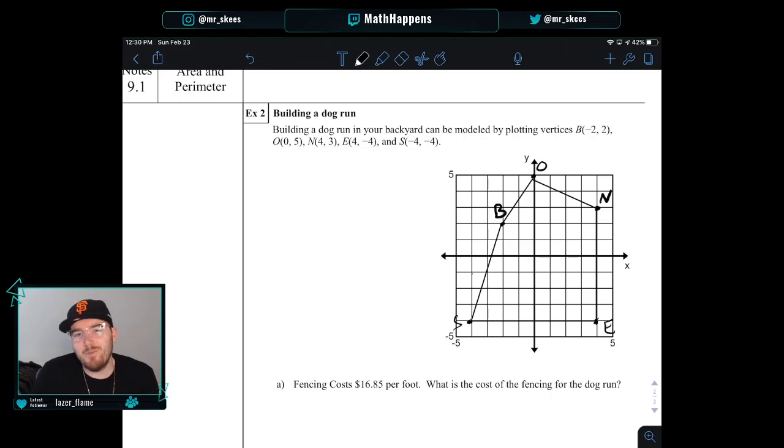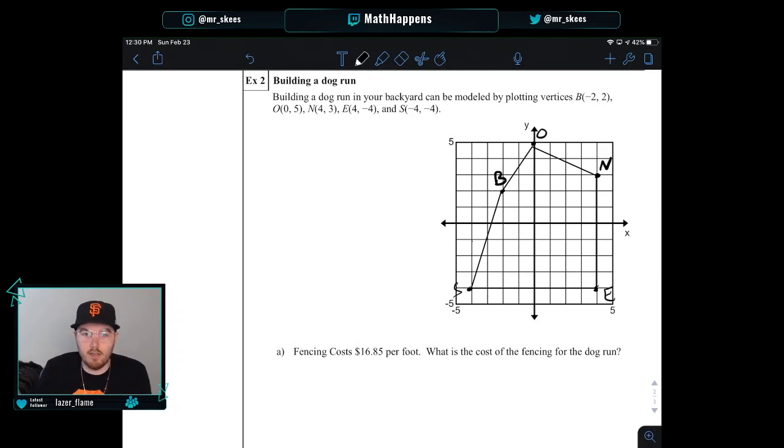I hope you're very impressed by what I just did there, making those straight lines. Thank you. Okay, so there's our dog pen, our dog run, Bones.